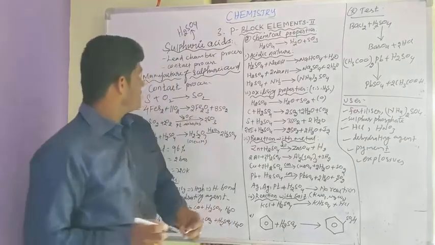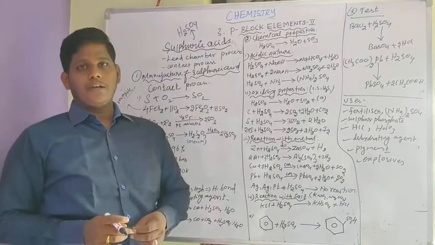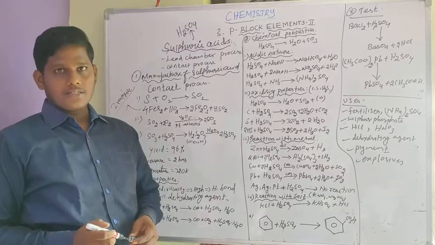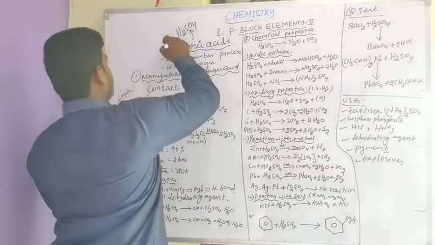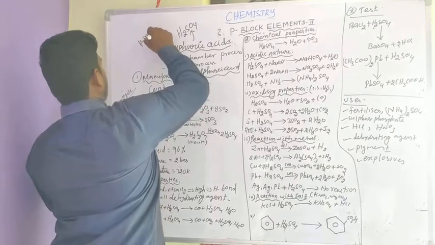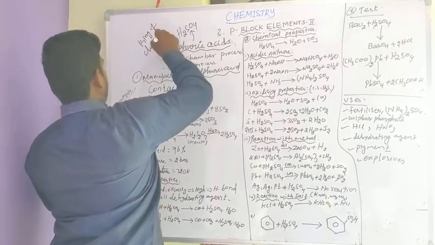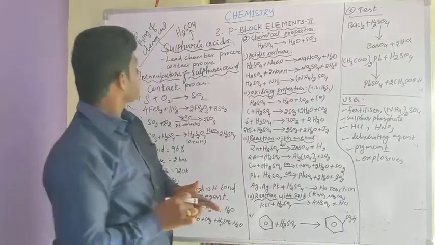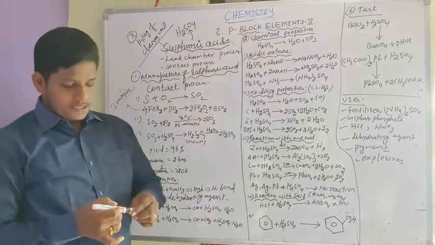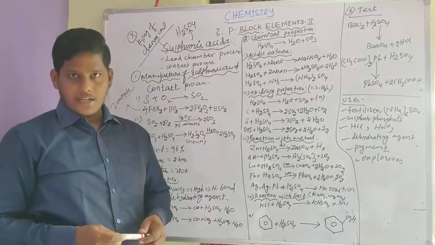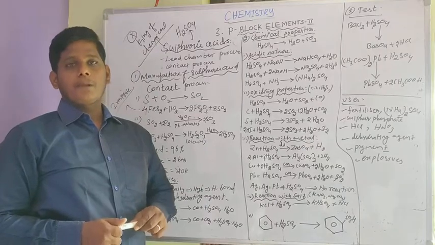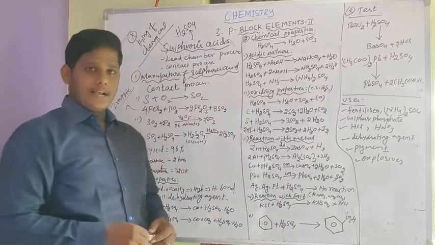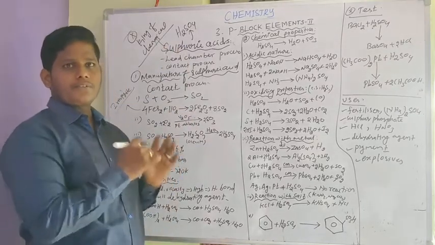It is a very important compound. One of the names for sulfuric acid is the king of chemicals. It has this special name because it is used as a laboratory reagent, and it is also used in the preparation of many other compounds. So this compound is very important.